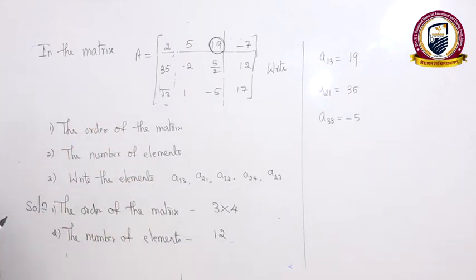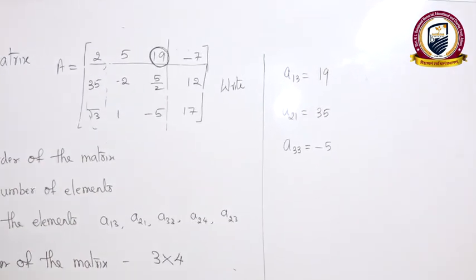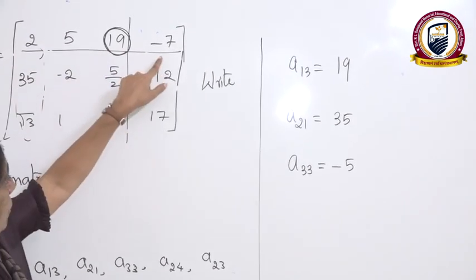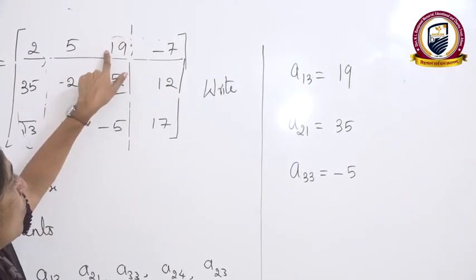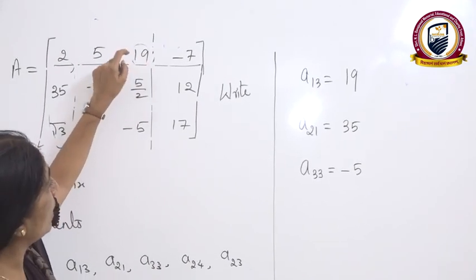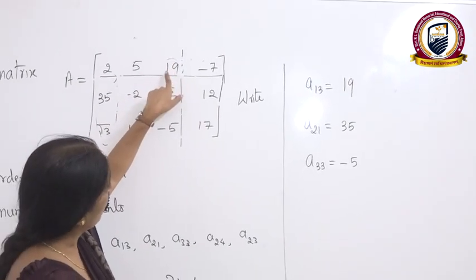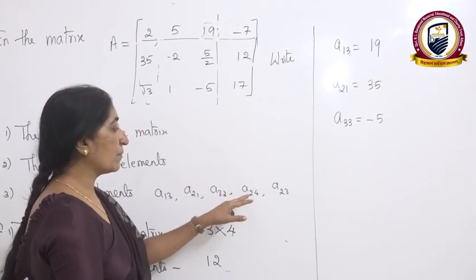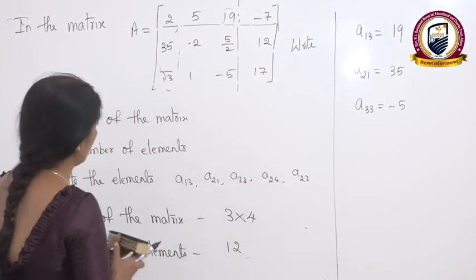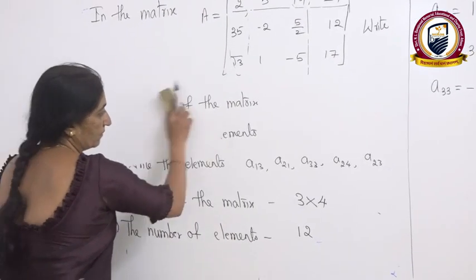Is it clear how to write A13? A13 means first row, third column. At this place they are overlapping. So the value is 9. Like that I am writing the remaining, and the remaining two I am giving as an assignment for the students. The next one.